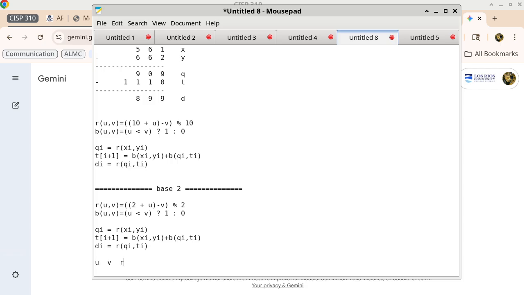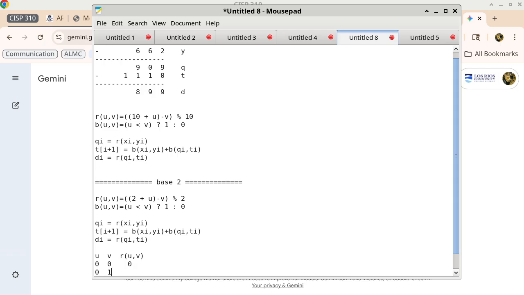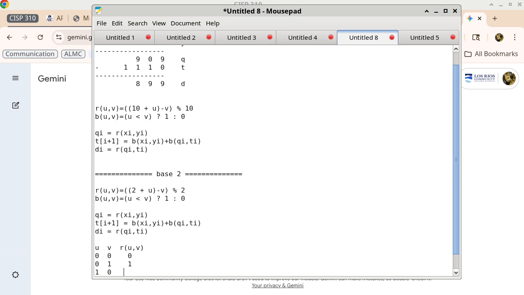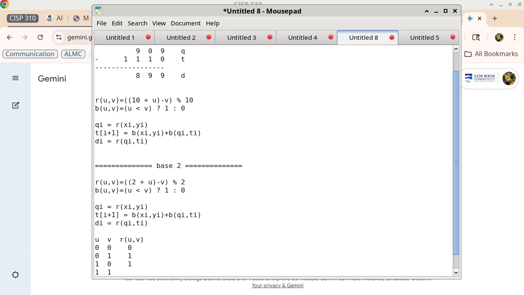We're going to have u, v, and r of uv here. Now remember, this time it's in base 2. So u can be 0, v can be 0. What is 0 minus 0? Take 2 plus 0 minus 0 and mod it with 2. It's 0, because 2 mod 2 is 0. Now 0 and 1: 2 plus 0 is 2, 2 minus 1 is 1, and 1 mod 2 is 1. What about this one? 2 plus 1 is 3, 3 minus 0 is 3, 3 mod 2 is 1. That is interesting. What about this one here? 2 plus 1 is 3, 3 minus 1 is 2, 2 mod 2 is 0.